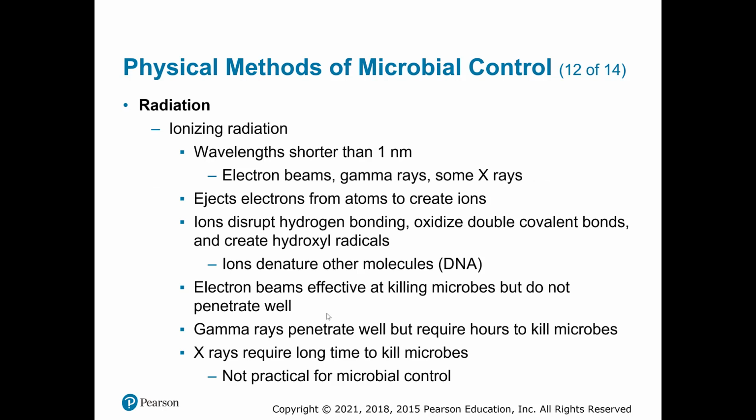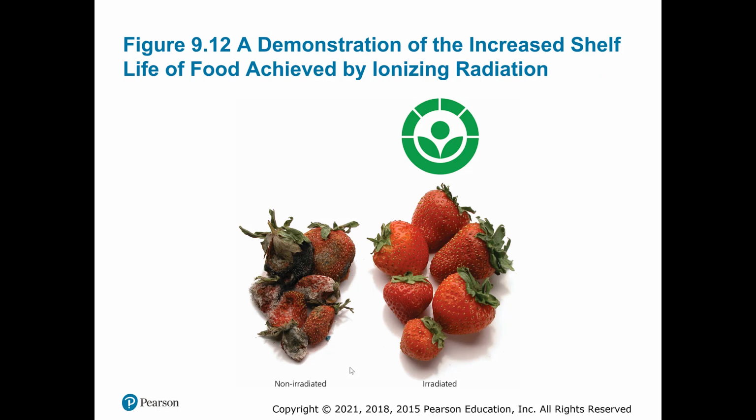Another physical method is radiation. So there's ionizing radiation and non-ionizing radiation. What do they do? Ionizing radiation is pulling electrons off of atoms inside bacterial cells, creating ions, and the ions are very disruptive to other molecules and things within the bacterial cells, and it's going to kill the microbe. Examples of this are gamma rays and X-rays, and gamma rays can be used to treat your produce.